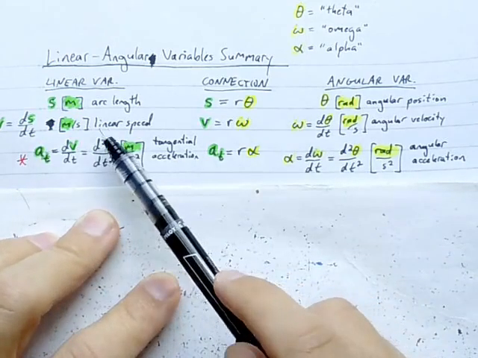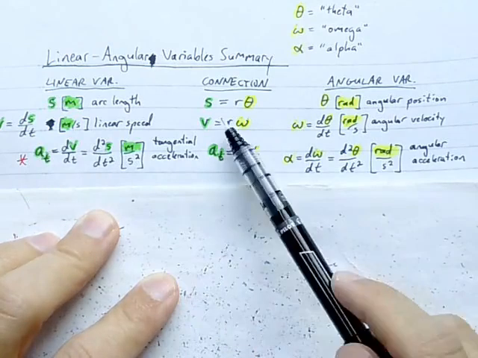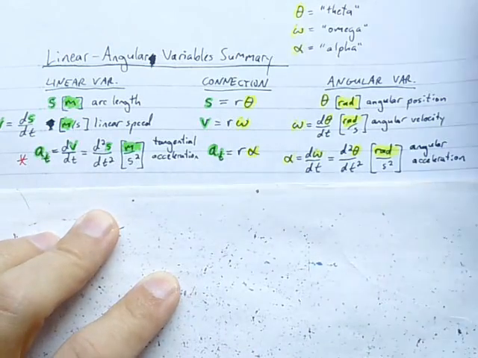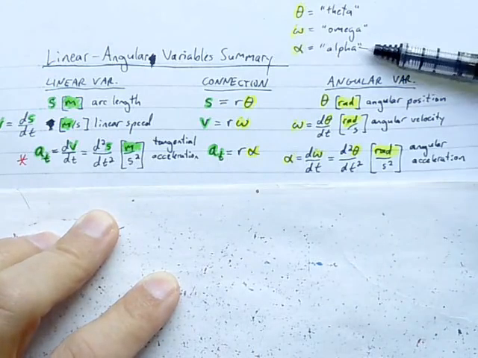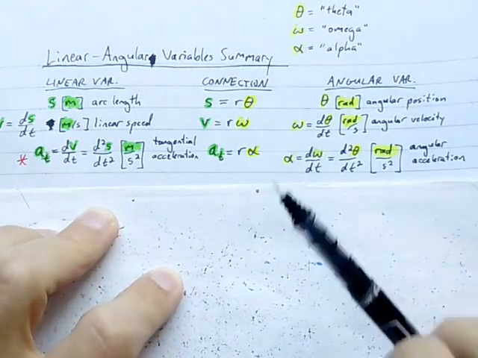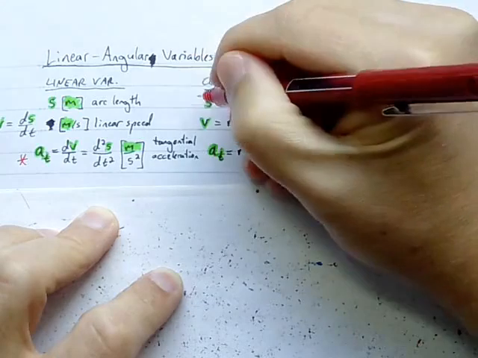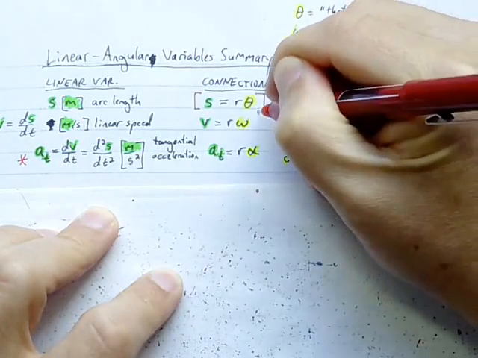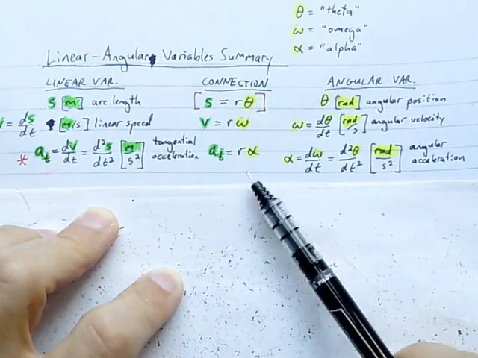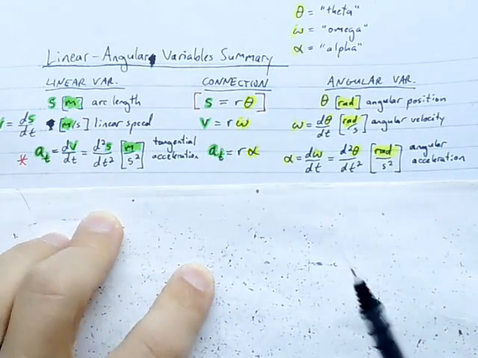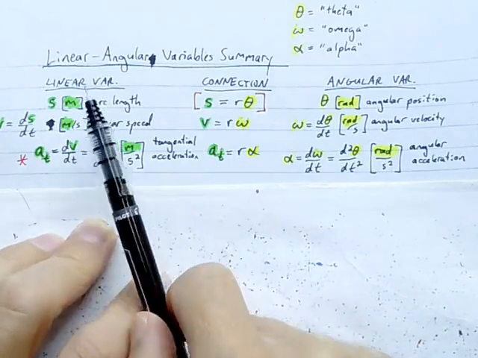We can transition from the linear set of variables over to our angular set of variables, in which we use these Greek letters theta, omega, and alpha, through these connections. This is our fundamental relationship right there. S equals r theta. Take derivatives of that, and we get v equals r omega, and at equals r alpha. That's the connection from the linear side to the angular side.